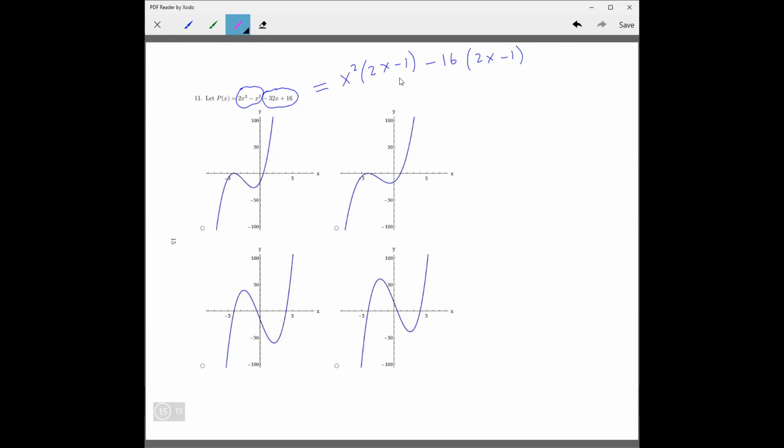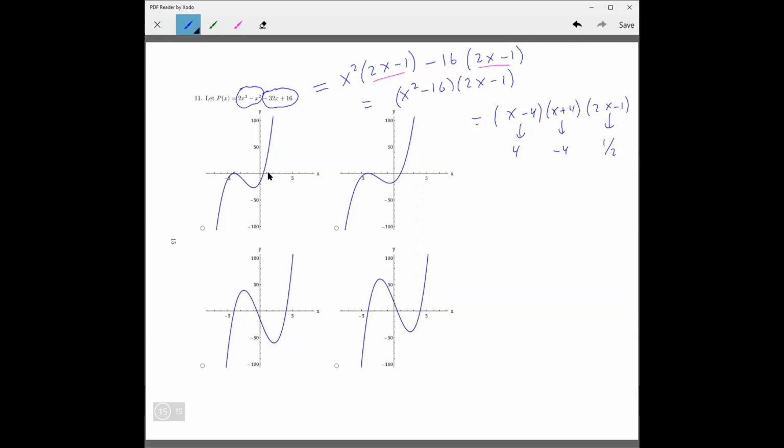Okay, so the thing to note is that both of these are the same now, and so you treat this whole thing as one term, and this whole thing as another term, and you factor this out of it. Okay, so you have x squared minus 16 times 2x minus 1, and then of course this first guy factors into x minus 4 and x plus 4, and then you have that. So that's 4, -4, and 1/2 are your zeros.